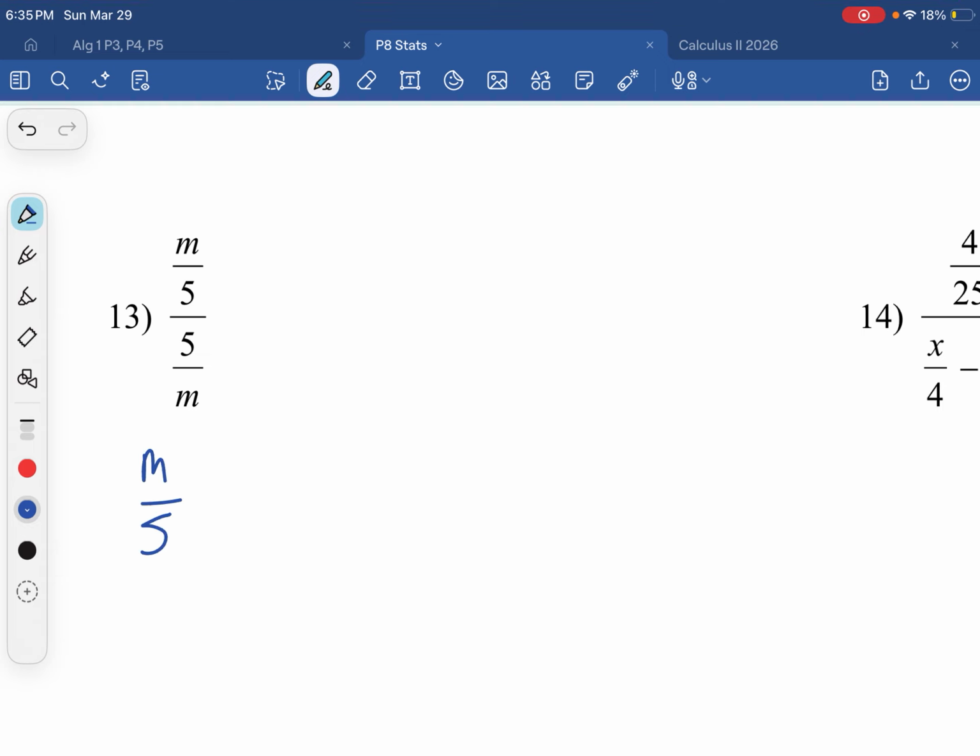So I'm going to keep this as m over 5. I'm multiplying by the reciprocal of 5 over m, which is another m over 5, for a final answer of m squared over 25.